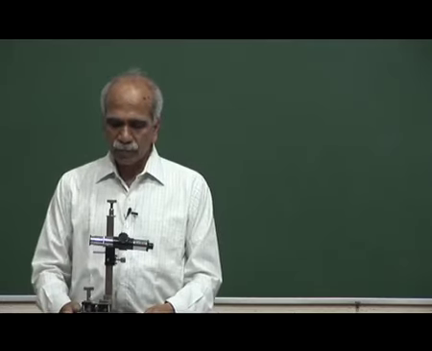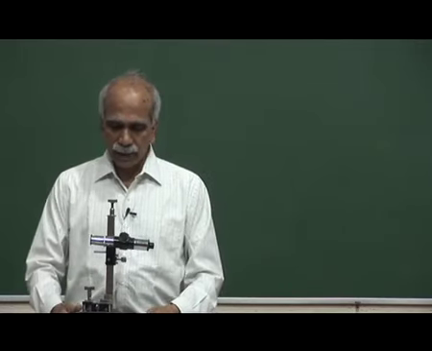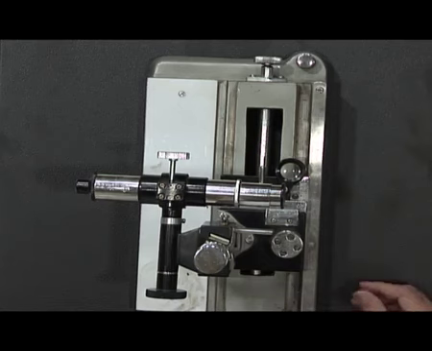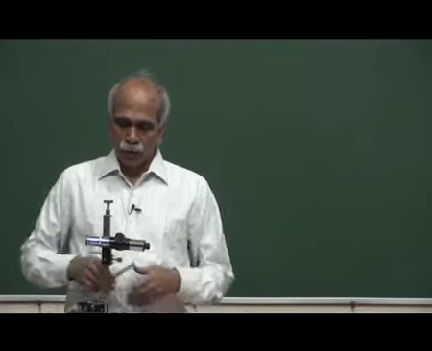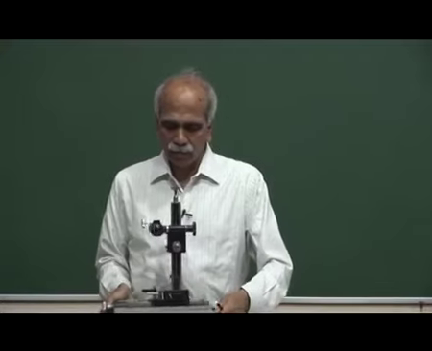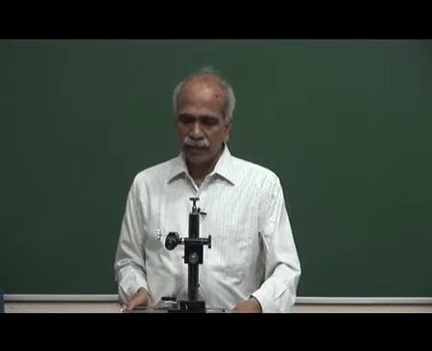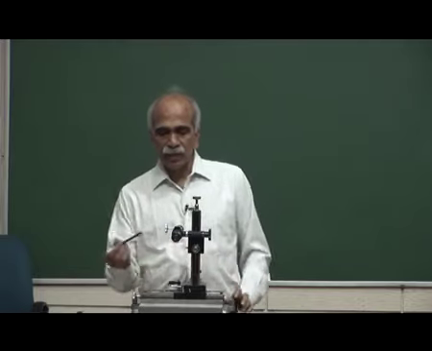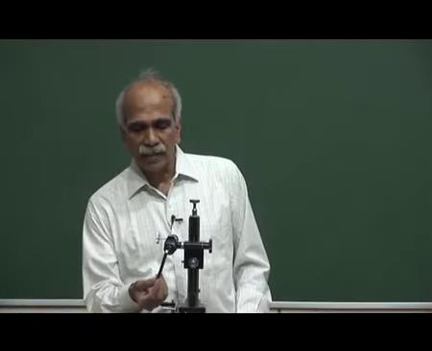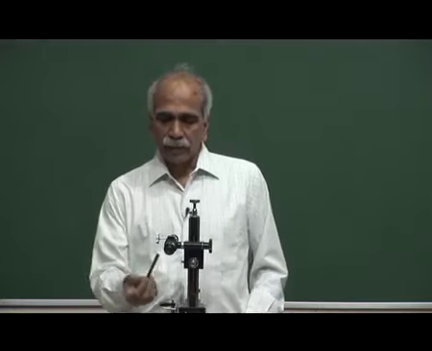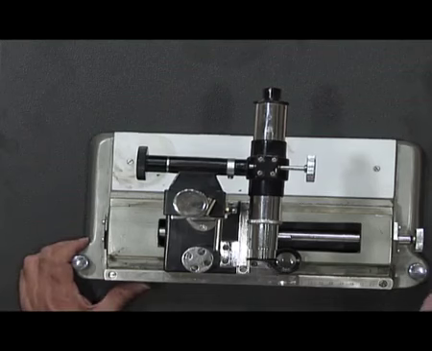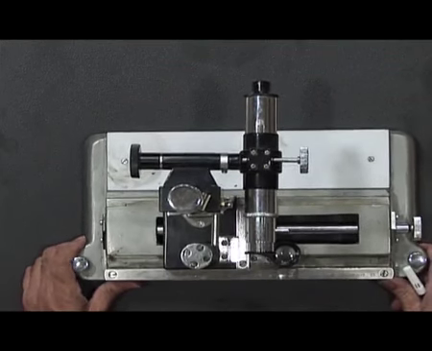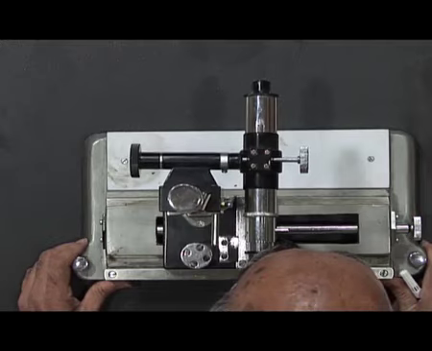I am showing it in a slightly angular fashion. So, here is the microscope. We have the eyepiece here and the objective lens here. You can see that the objective is placed in front of the object, and the eyepiece is closer to the eye. In other words, we see from here, through the eyepiece.